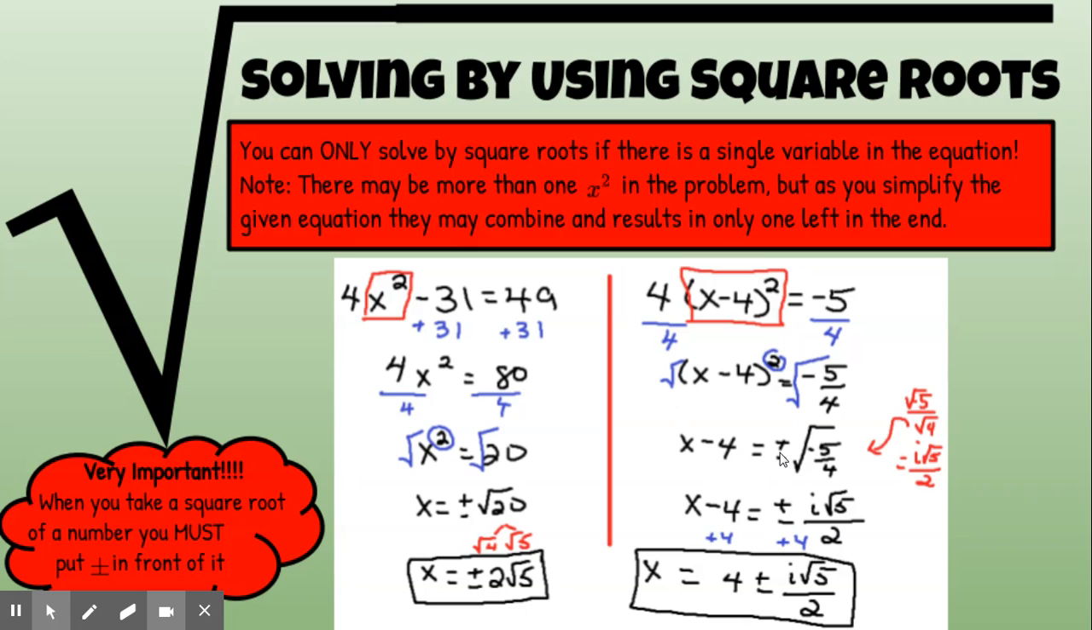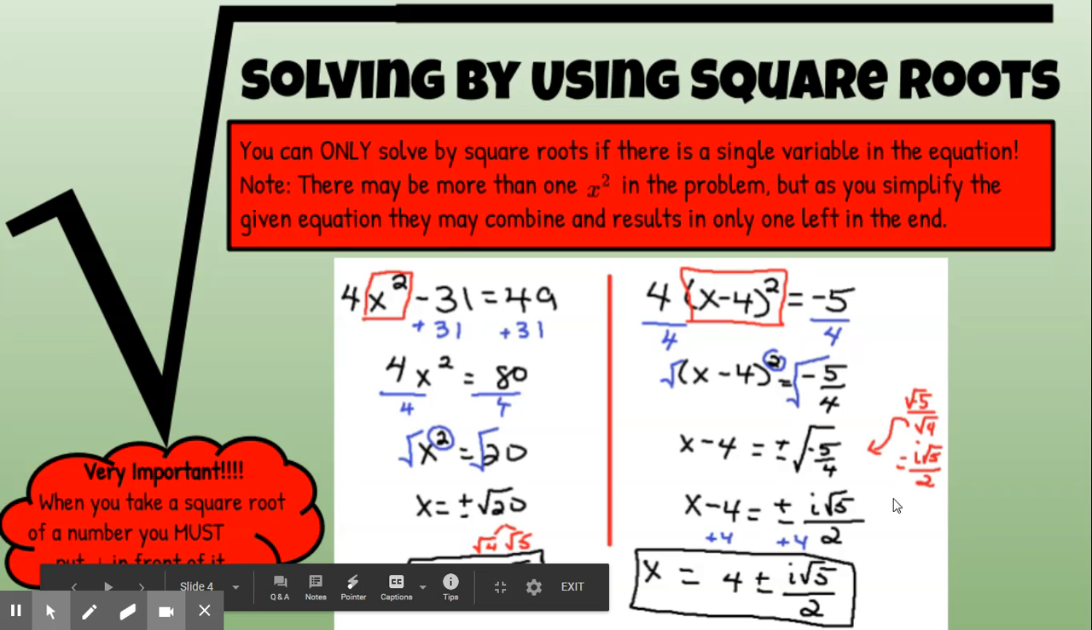And then I have this square root of negative 5 over 4. Well, I've kind of put that to the side here. You square root the top, you square root the bottom. So the square root of negative 5 is i square root of 5, right? I could simplify by taking the negative 1 out. That becomes the i. And then 5 has to stay inside the root. And then the square root of 4 is 2. That is now what that equaled.